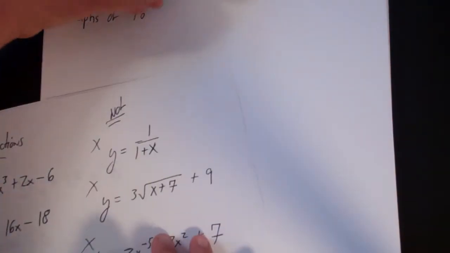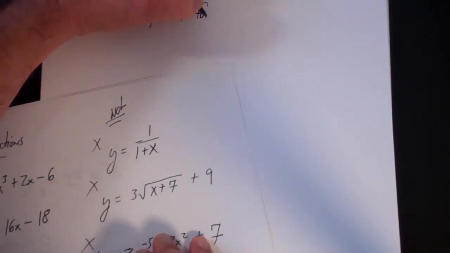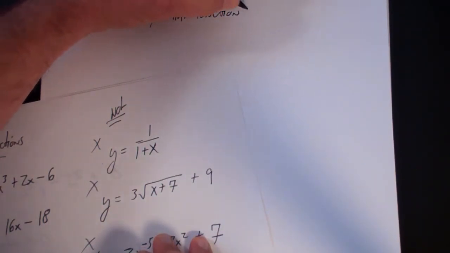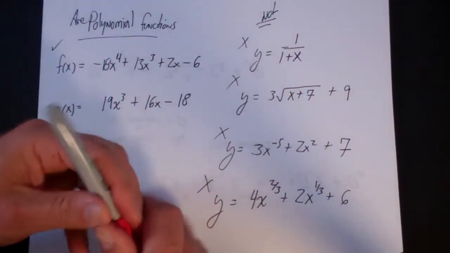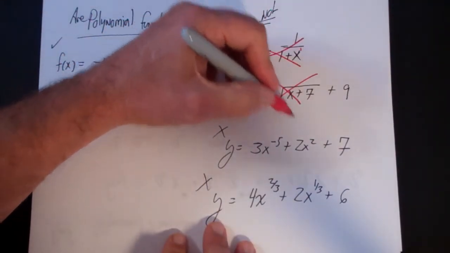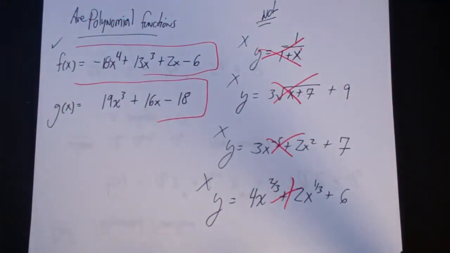So next we're going to look at graphs of polynomial functions. And what you should be able to do now is determine whether or not a function is a polynomial function. These are all not. This is and this is. And you should also be able to identify what the leading term is, what the leading coefficient is, and what the degree is.